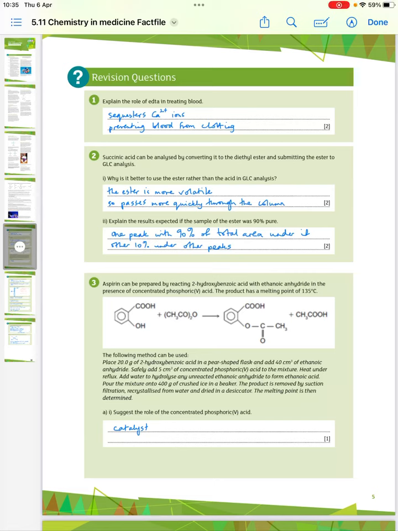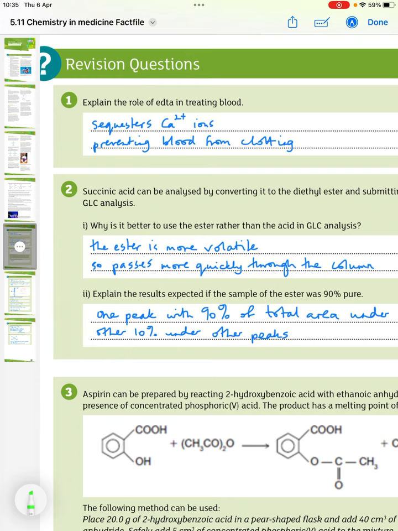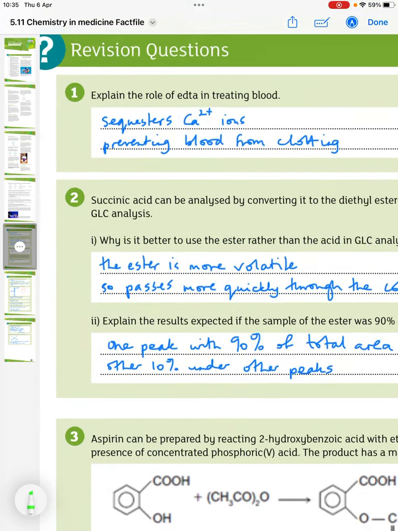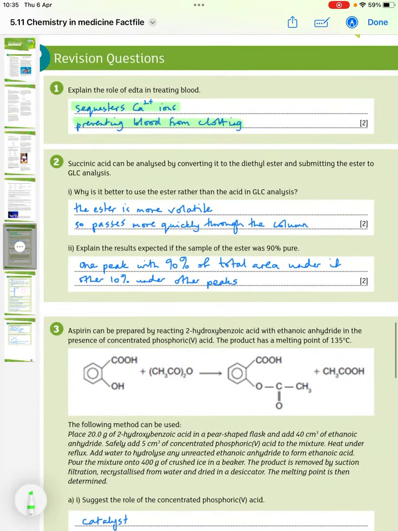These are the answers for the 5.11 Chemistry and Medicine fact file for CCEA A2 Chemistry. So, explain the role of EDTA in treating blood. Well, what it does is it sequesters the calcium ions in the blood, which prevents the blood from clotting. 2 marks for that. Question 2.